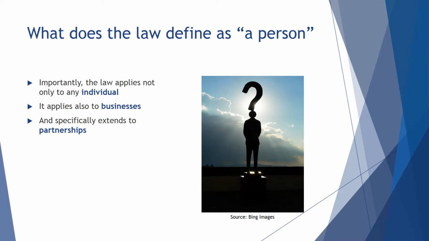Now, person, the first element. This is probably the most straightforward element, but it's just really important to call out that the law doesn't just see a person as an individual. It also applies to businesses, and it specifically extends to partnerships. So that's the first element, and like I said, it's probably the most straightforward, but really critical to understand that just because you're a business or part of a partnership or a company, it doesn't mean that the law won't see you as a person engaging in misleading and deceptive conduct.